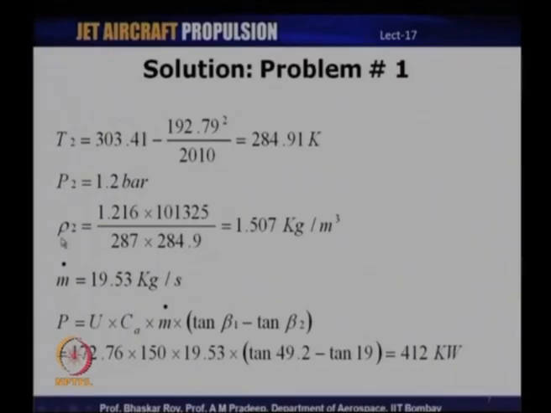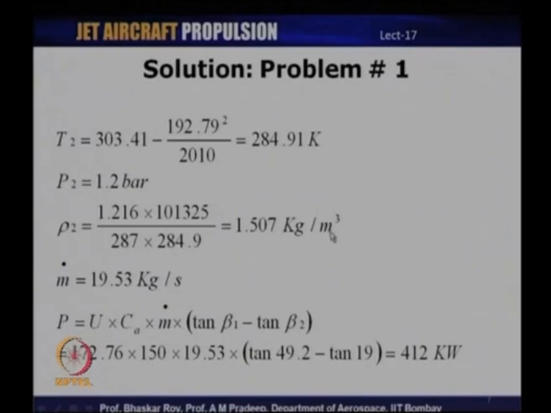And so, once we find out pressure and temperature, we can now find the density. Density is equal to P by RT. P we have converted from bars to pascals, divided by R, the gas constant, times the temperature. So, the density at the exit of the rotor comes out to be 1.507 kilograms per meter cube.